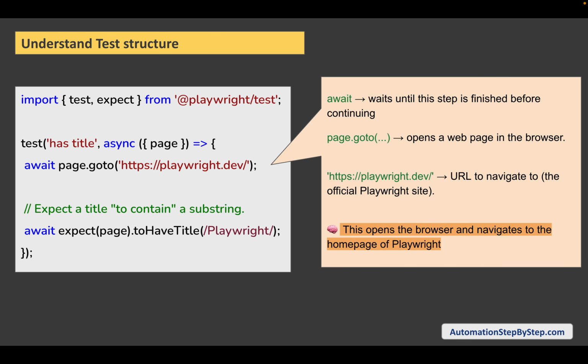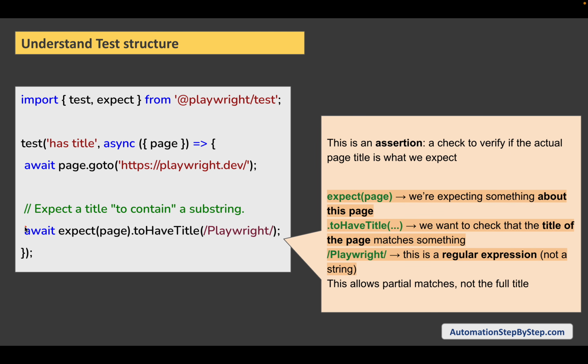Okay, now here we have already discussed await waits until this step is finished before continuing. So you can see await, that means whatever we write after this, we have to wait for this to get completed. And here we are saying page.goto to this link, so this will open this particular web page in the browser tab. Okay, so it goes to the playwright.dev homepage.